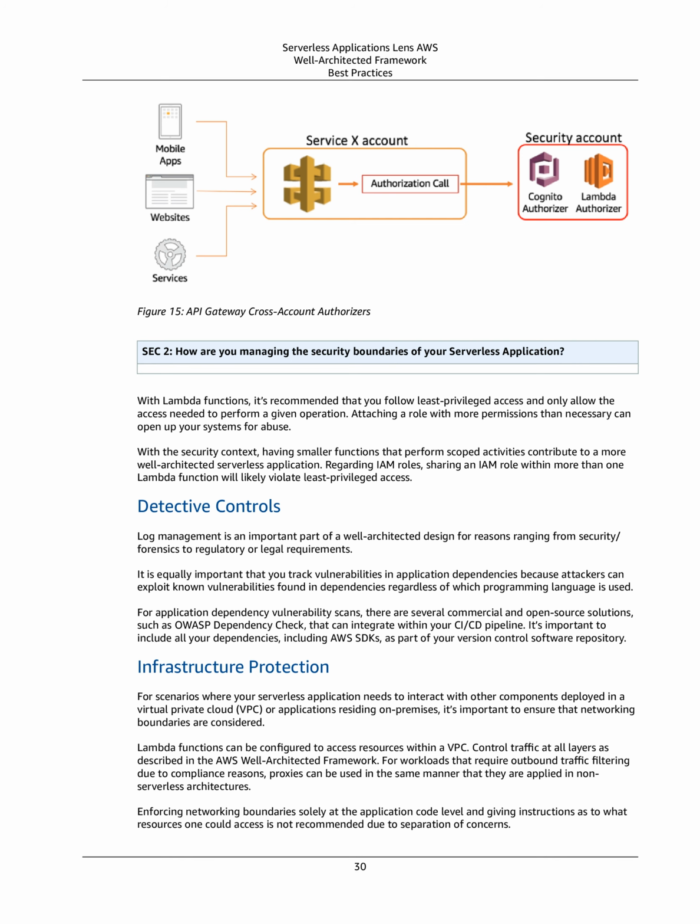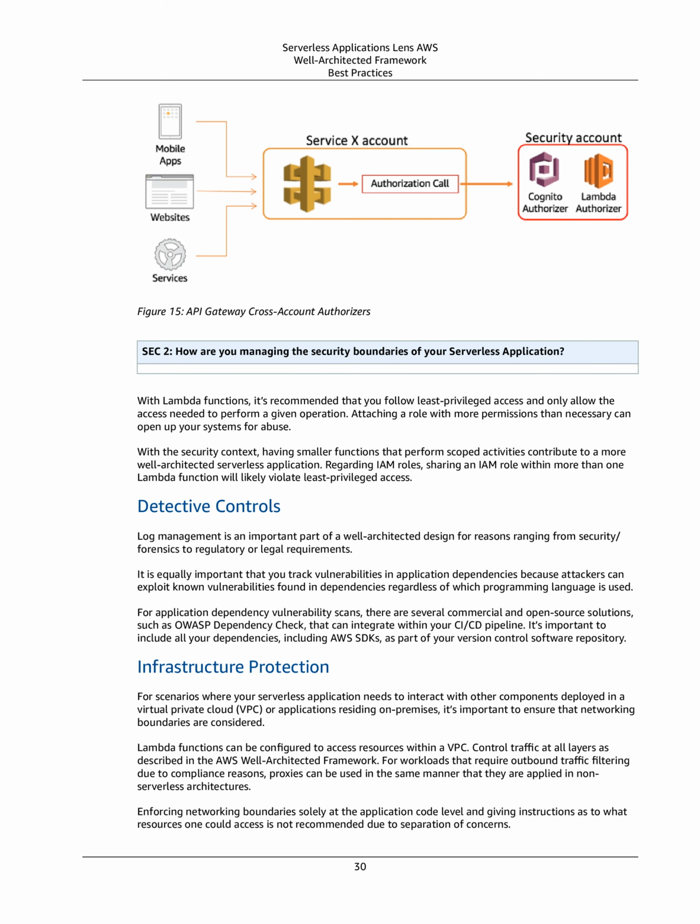Infrastructure protection: for scenarios where your serverless application needs to interact with other components deployed in a virtual private cloud, VPC, or applications residing on premises, it's important to ensure that networking boundaries are considered. Lambda functions can be configured to access resources within a VPC. Control traffic at all layers is described in the AWS Well-Architected Framework. For workloads that require outbound traffic filtering due to compliance reasons, proxies can be used in the same manner that they are applied in non-serverless architectures.